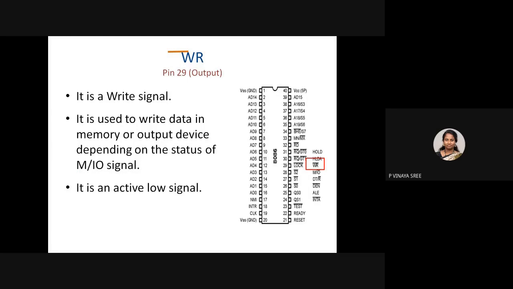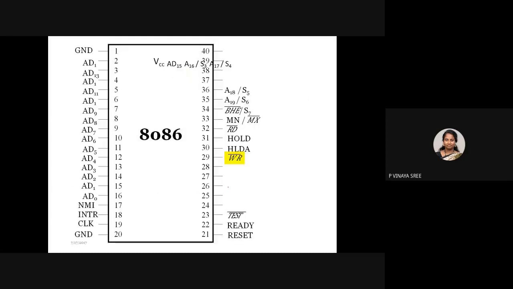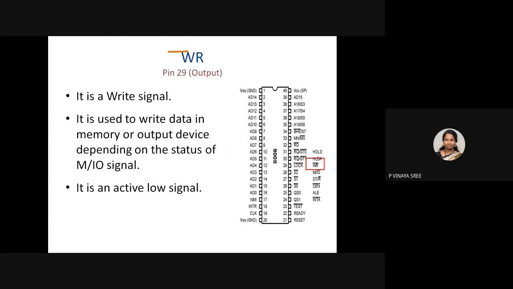We have a sequence. So let me write it here. Everyone note this down. We have DEN bar, we have DT by R bar, we have M by IO bar, and we have WR bar.